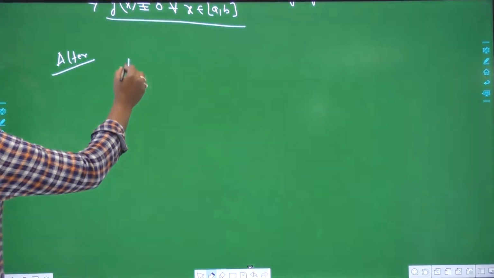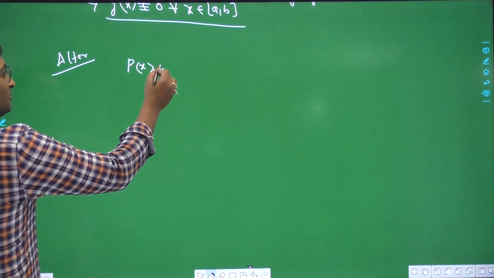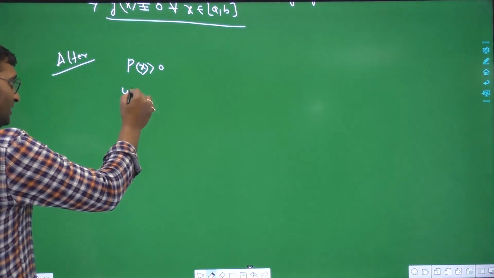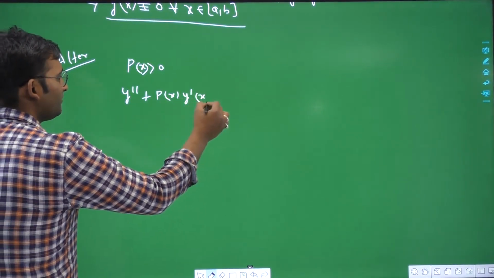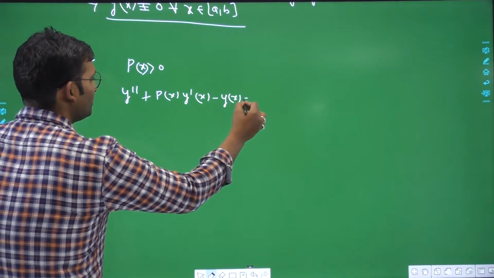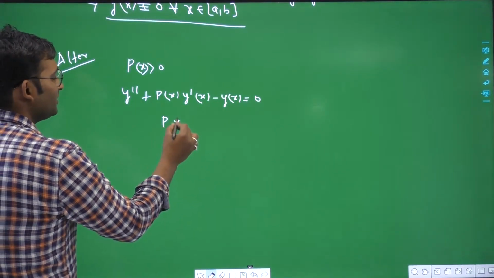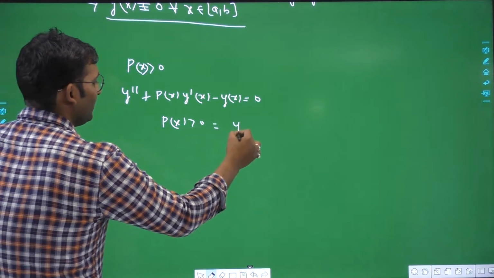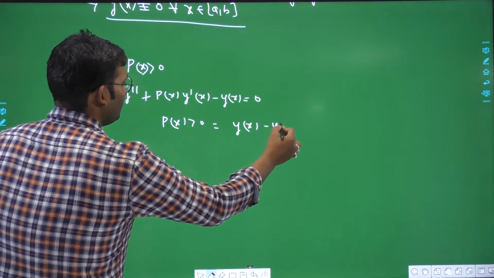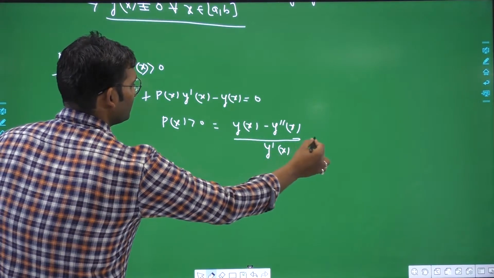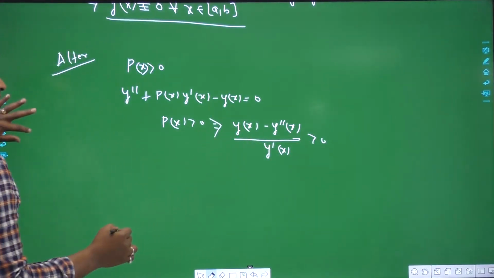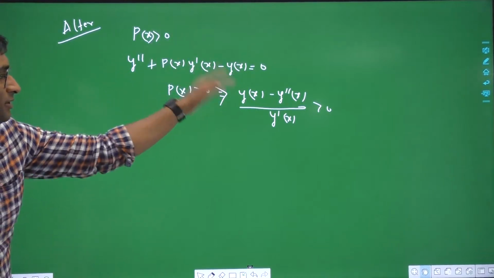So what has been given is that p(x) is greater than 0. So if p(x) is greater than 0, that implies y''(x) plus p(x) y'(x) minus y(x) is given to be equal to 0. It implies, since p(x) is greater than 0, that (y(x) minus y''(x)) divided by y'(x) has to be greater than 0. Okay? So this is what I've done from putting these things around.